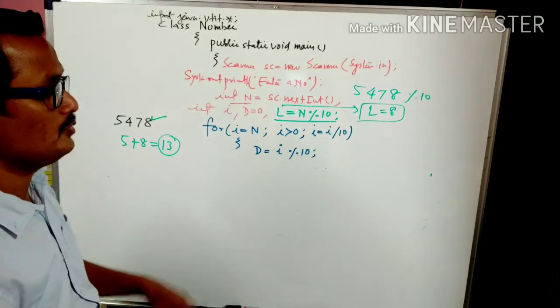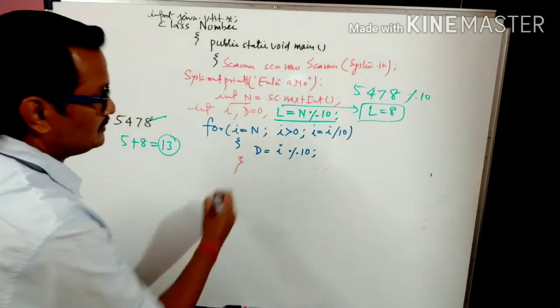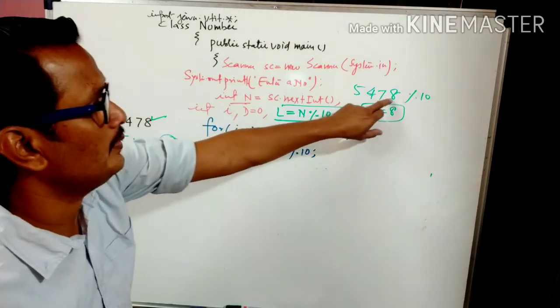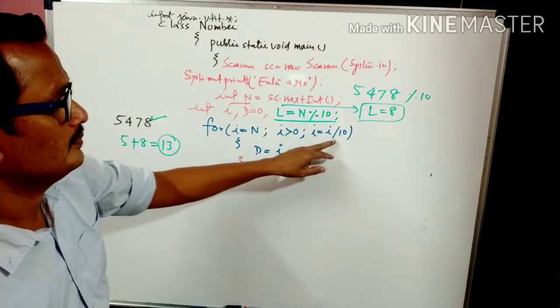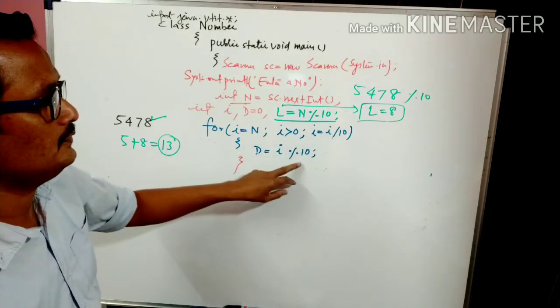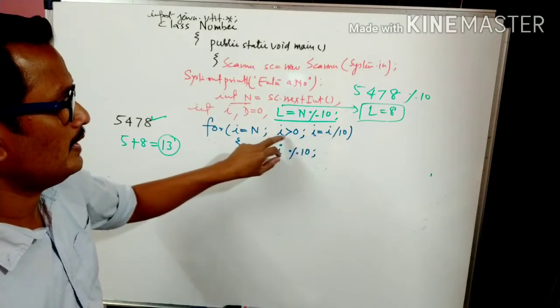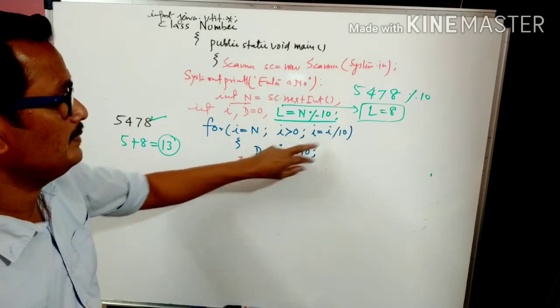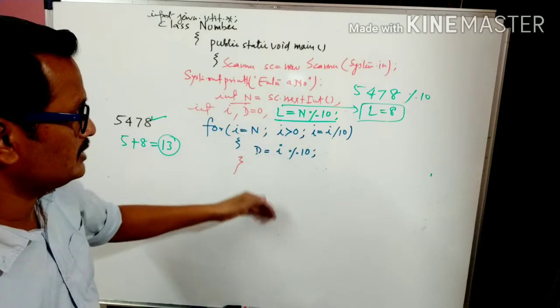D equal to I modulus 10, okay, and close it. Again, the first value of D will be what? The first value of D will be 8, then divide by 10. Next time we will get here 7, divide by 10. Next time we will get here 4. Then the value of I will be 5. Condition true, 5 modulus 10. We will get here 5. When the condition becomes false, it comes out of the loop.